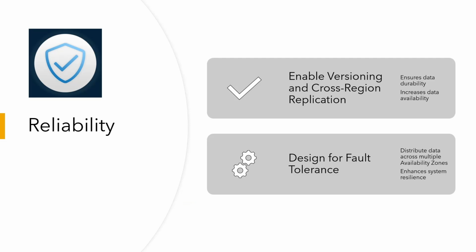For reliability, we can enable versioning and cross-region replication. This is going to ensure that our data is available and durable. And we also want to design for fault tolerance. We'll do that by distributing data across multiple availability zones.